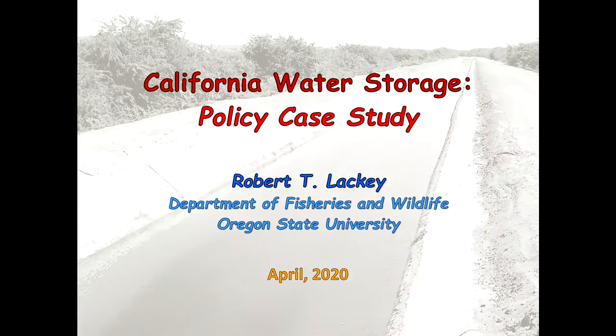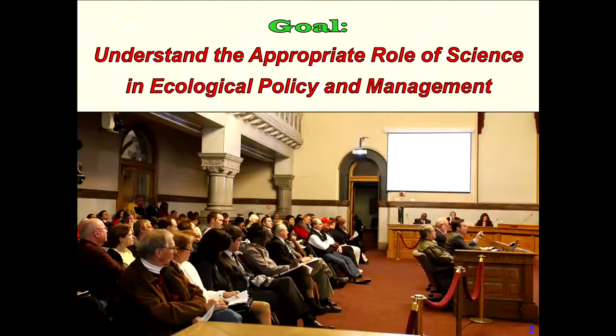Today we're going to talk about a very interesting case study, and that is how do you supply water to California, particularly the Central Valley and Southern California, in an area that is subject to regular and systematic droughts. The goal today is to understand the appropriate role of science in policy and management, particularly from the perspective of a policy analyst. How do you use and or avoid misusing science in analyzing public policy options?